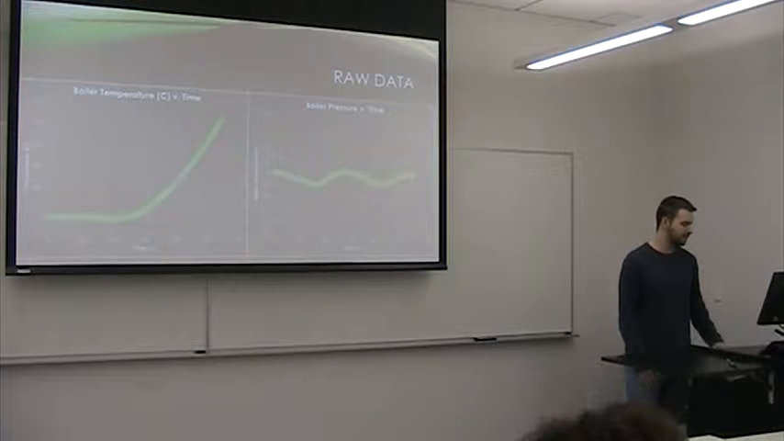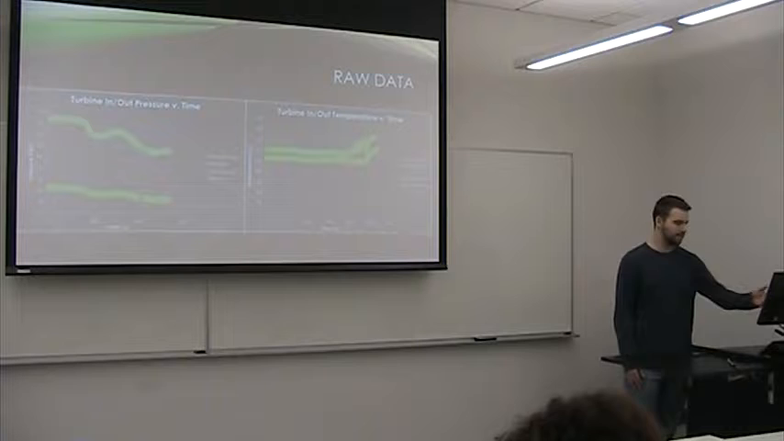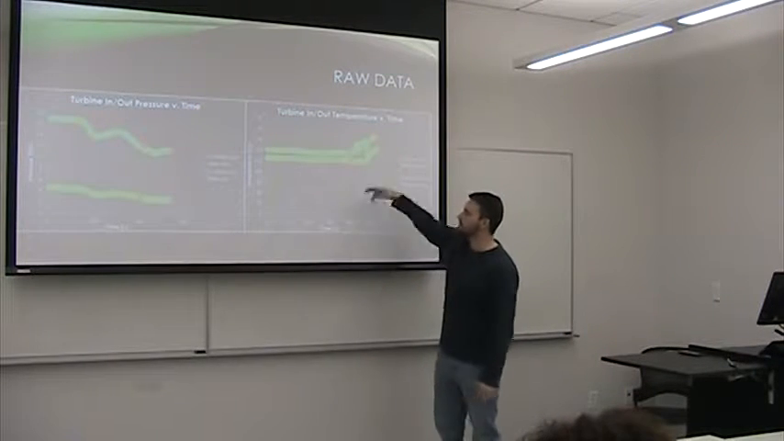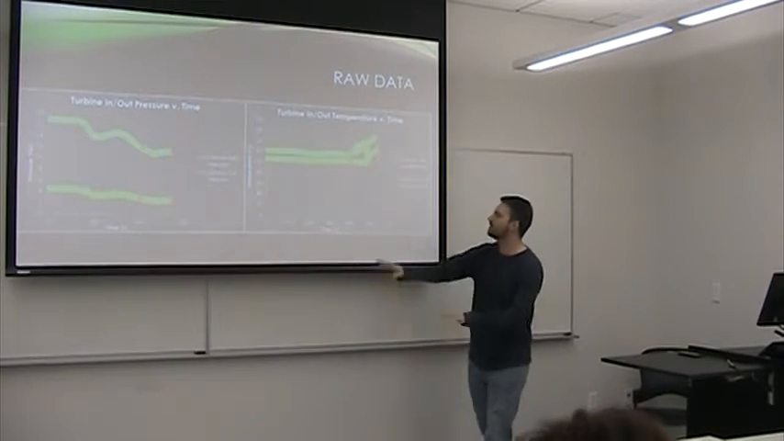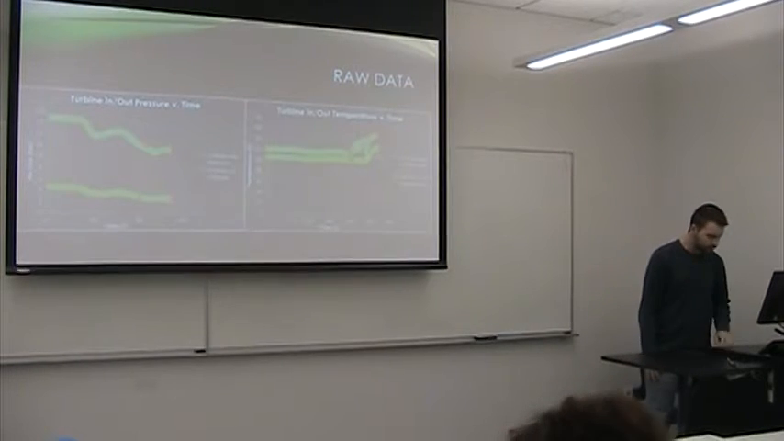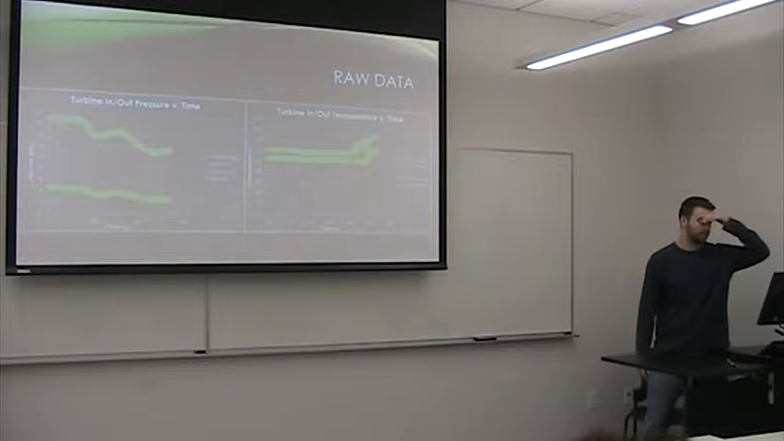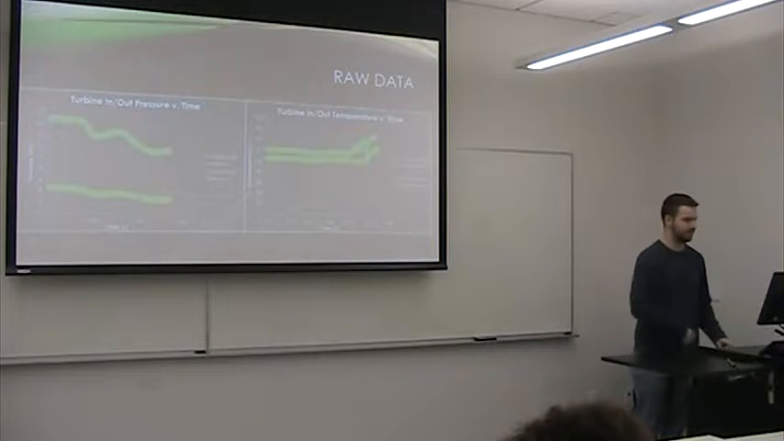But the reason I picked 400 seconds is here. You can see this is where it starts to wig out and do some weird stuff, so I figured this is a really good span of data to analyze. This is the turbine inlet and outlet pressure and temperature. It does some crazy stuff there at the end.